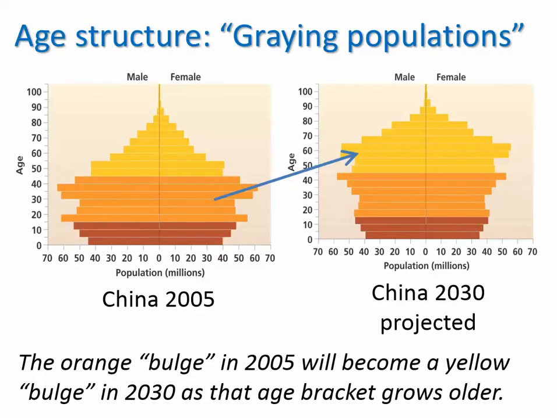So when we look at these age structure diagrams, we can see, in this case, something that we call a graying population. So this is China in 2005, and we can see that they have a bulge of people in their reproductive years, but not as many in their pre-reproductive years. So fast forward 25 years, those people who were in their pre-reproductive ages are now going to be in their reproductive ages. Those who were in their reproductive ages will now be in their post-reproductive ages. So that bulge moves upward.